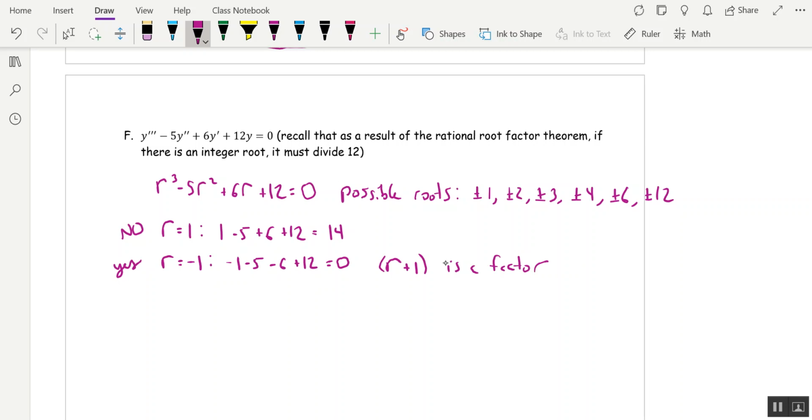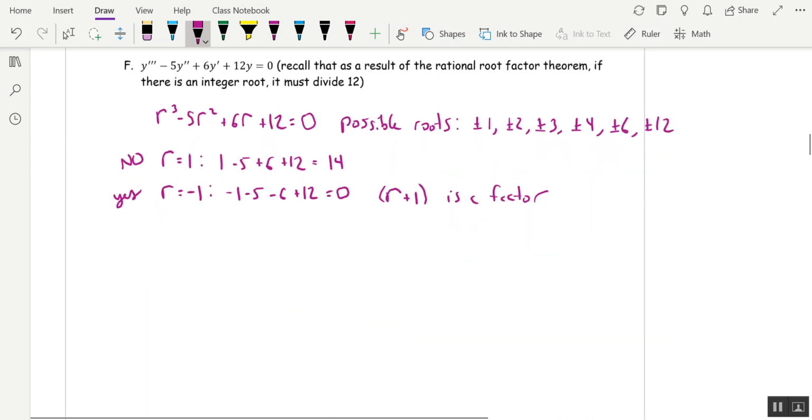So keep in mind that r equals negative 1 is a root. That's a pun. We'll factor that in later. But right now, what we need to do is take our original characteristic equation, this polynomial, and divide by r plus 1. So r plus 1 goes into r cubed minus 5r squared plus 6r plus 12.